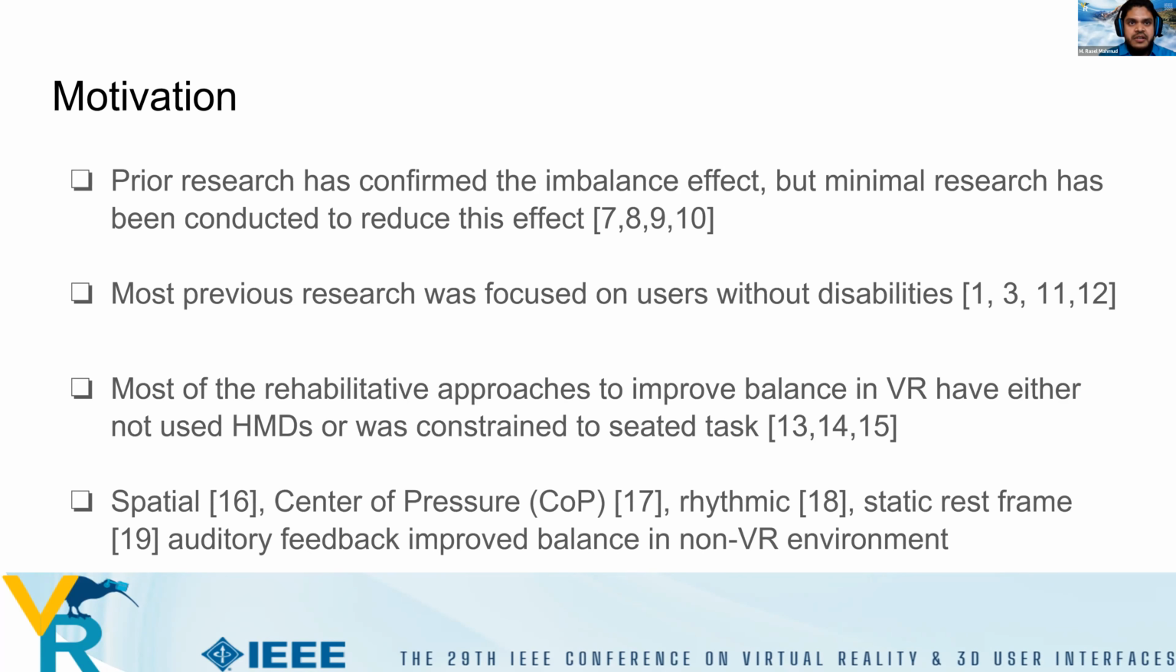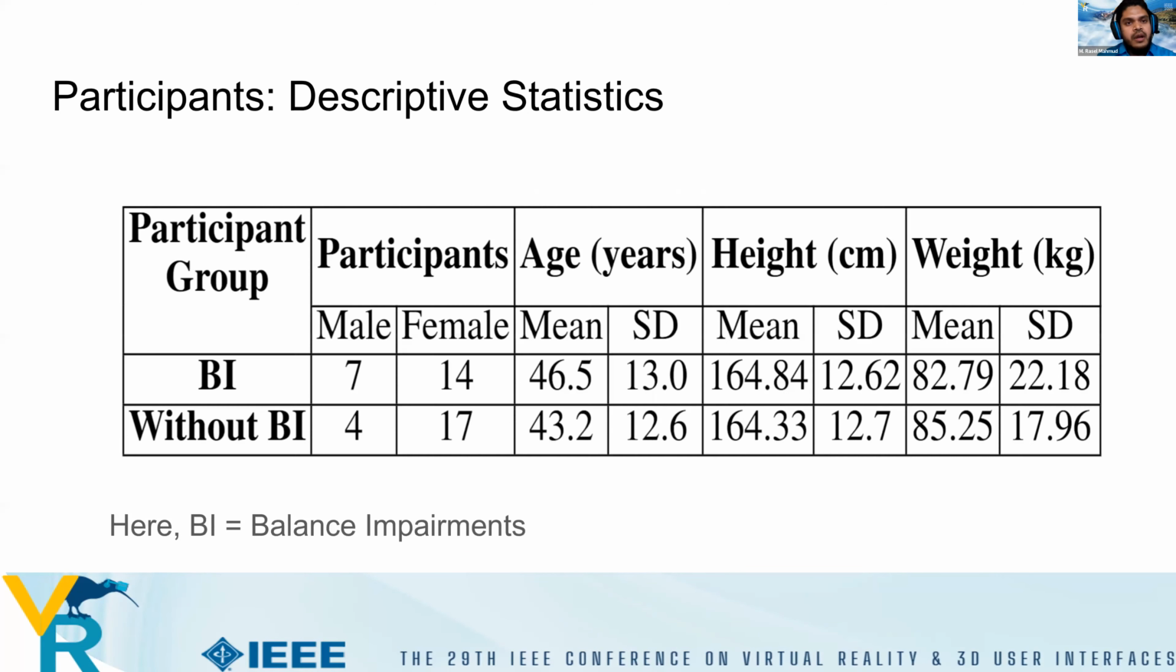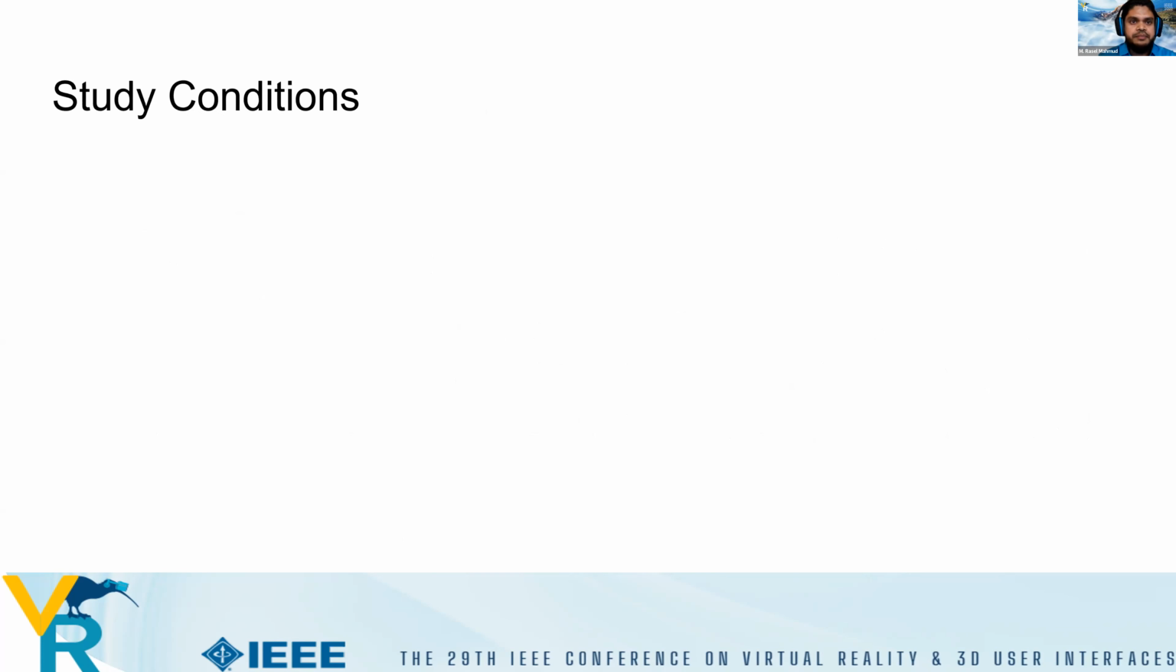Spatial, center of pressure, rhythmic, and static rest frame audio improved balance in the non-VR environment, which motivated us to investigate this auditory feedback in VR. We recruited 42 participants from the San Antonio area. 21 participants had balance impairments and 21 participants were without balance impairments. We had one baseline without VR condition. We also had 5 VR conditions.